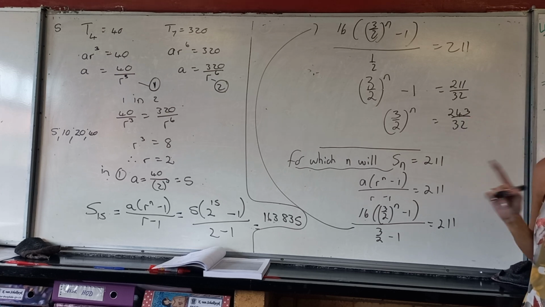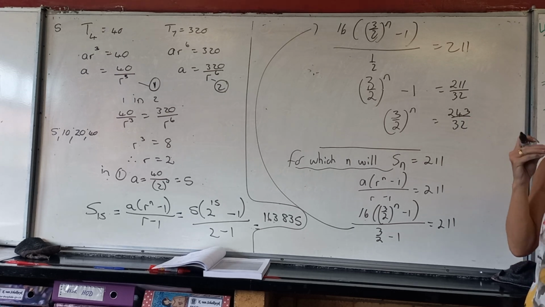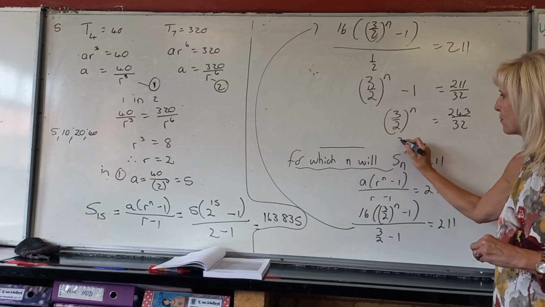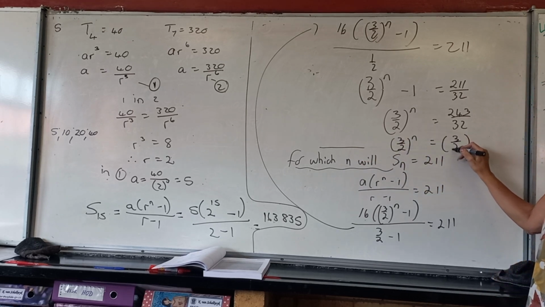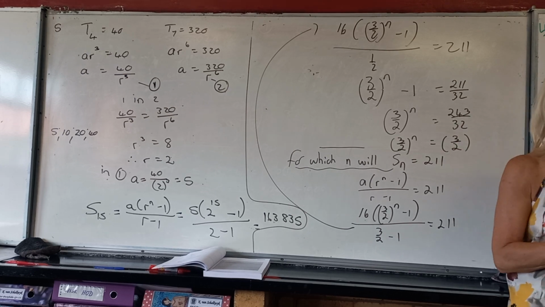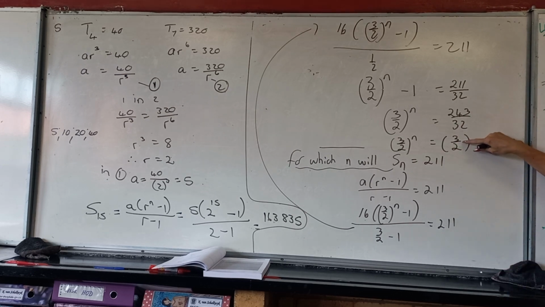Okay, but I'm aiming towards what? I know in my gut that this is going to go for 3 over 2 to the n equal to 3 over 2 to the power... to the something, exactly. So now go check. What 3 to the power what gives you that? And it should be 2 to the power same thing that gives you 32. And that was? 5. Check it.